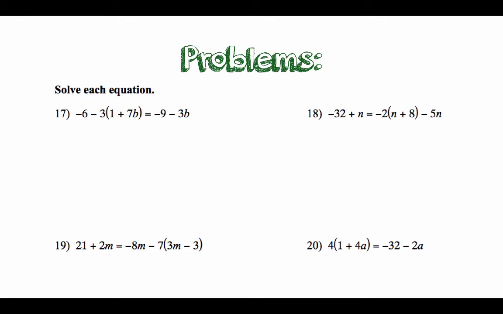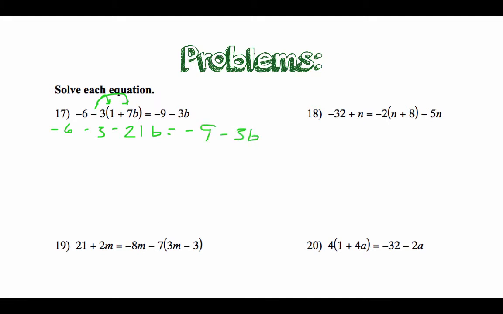The last step is going to be our multi-step equations. I know you guys like these a lot, so I'm just going to work through them. Negative 6, and then I have to distribute this out here. Once I distribute this, I get a negative 3 minus 21b. Let's rewrite this real quick: minus 21b equals negative 9 minus 3b, because I didn't do anything on that side.